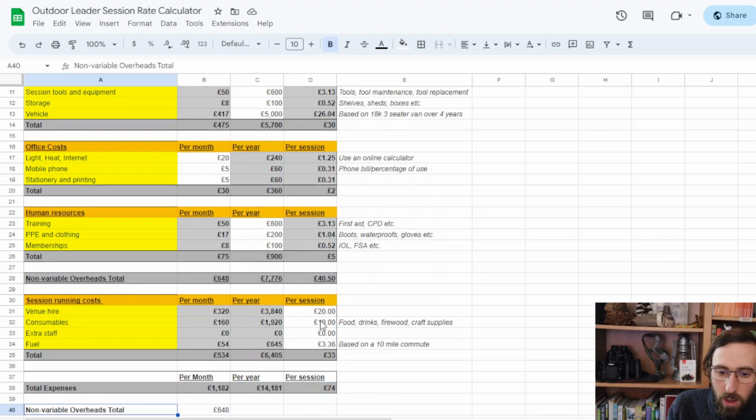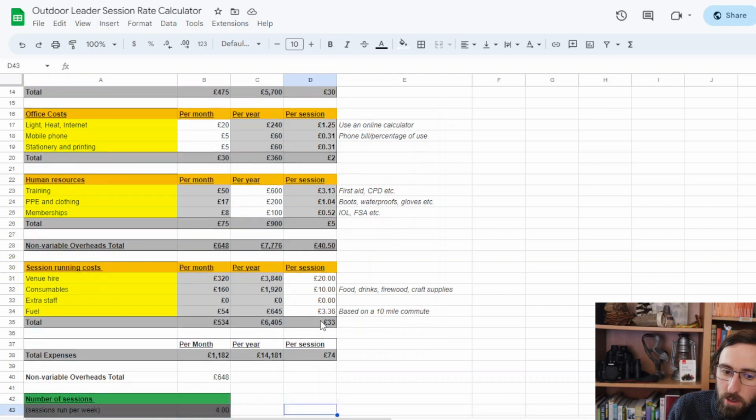So then we have it. Based on our numbers that we've put in here, we would have total expense of £1,182 a month, or £74 per day. You can see your margins disappear very quickly if you're not aware of these expenses.